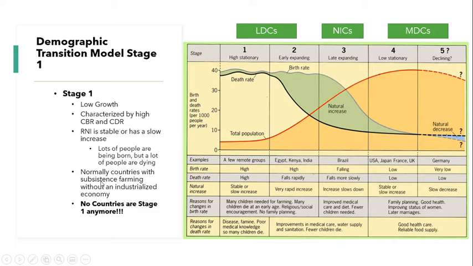Normally countries with subsistence farming, without an industrialized economy. Most of these people farm for themselves. Remember, subsistence farming? This was something that we covered in the agricultural unit. This means that you're farming for yourself or your family. You don't make much else to trade.